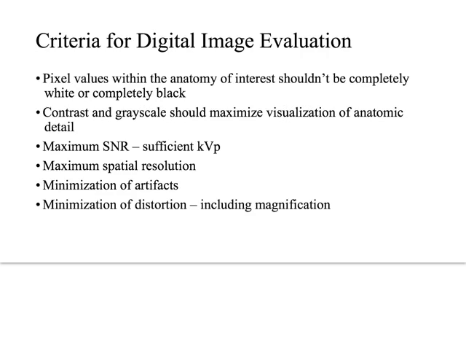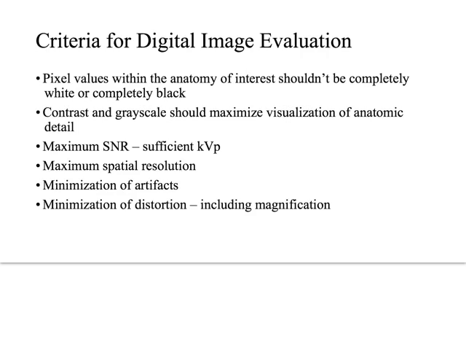And these are some great rules of thumb that he outlines towards the end of the chapter, and I just think that each one of them bears repeating. Pixel values within the anatomy of interest shouldn't be completely white or completely black. Now that seems kind of common sense, but most of these rules are fairly common sense, especially for where you're at in your studies. Contrast and grayscale should maximize visualization of anatomic detail. Related, we should have a maximum signal to noise ratio. We should have more signal than noise, and this is largely controlled by sufficient kVp.